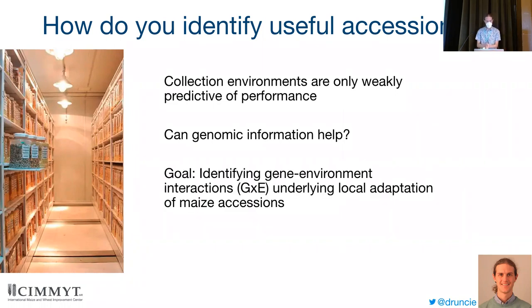In order to do this, we're going to have to figure out which genomic loci to actually look at, which markers are going to be useful. And we think that the ones that are going to be useful are ones that are somehow involved in that local adaptation. And so these are going to be loci that control gene environment interactions.